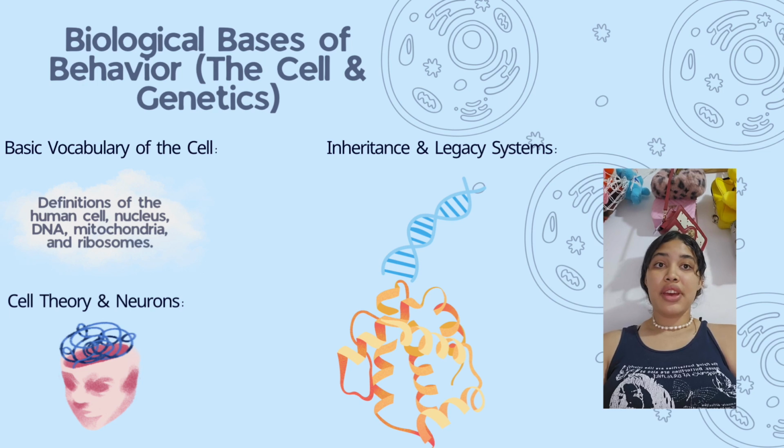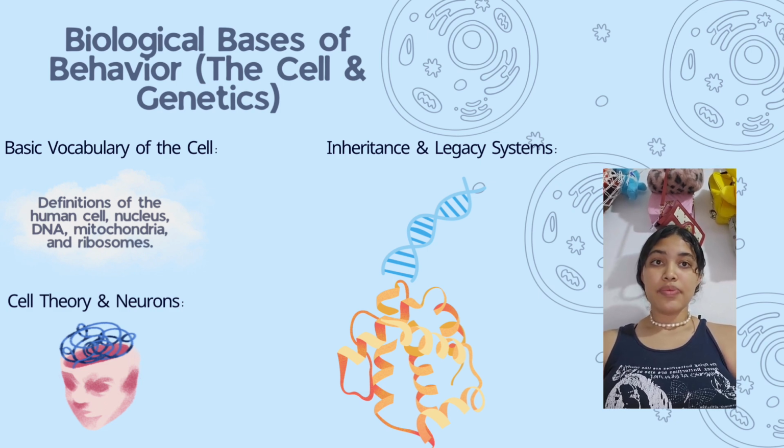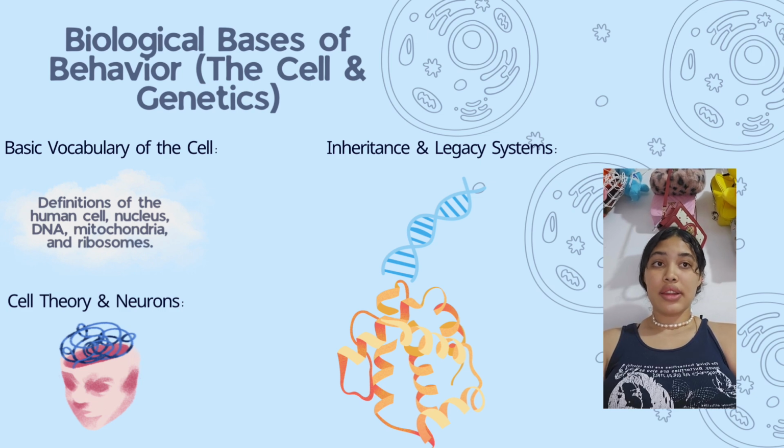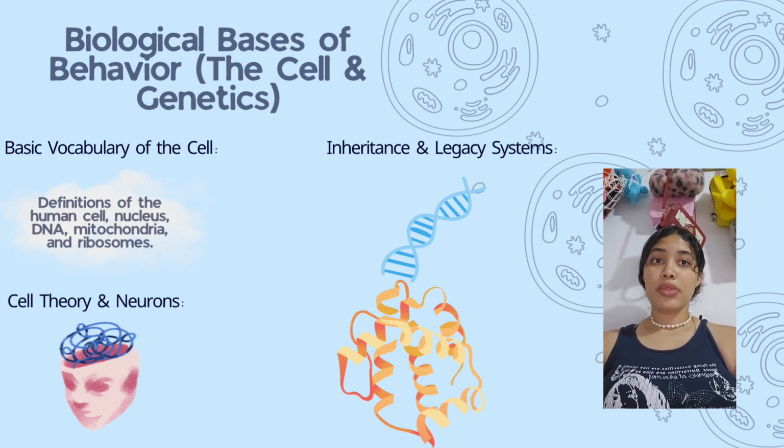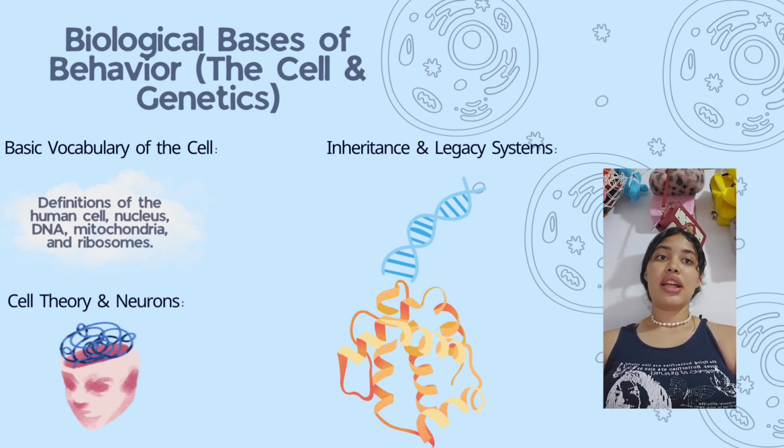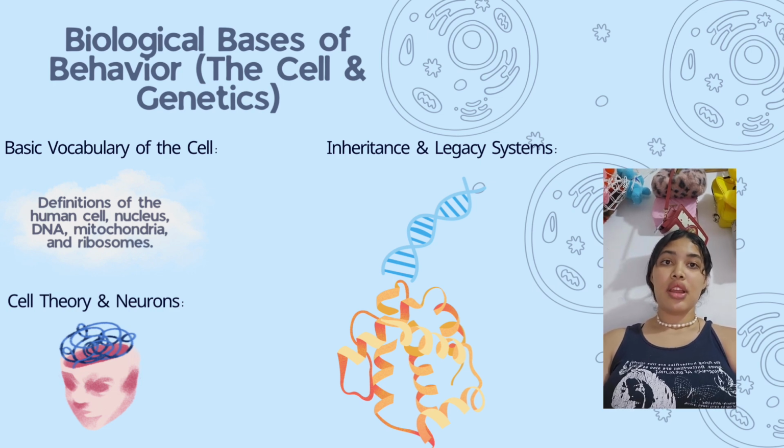First, let's define the fundamental unit of life, the human cell. According to Gill, every cell contains a nucleus, which acts as the control center hosting the DNA, the genetic code, determining our biological inheritance. Additionally, cells depend on specialized organelles such as mitochondria, responsible for energy production, and ribosomes, which synthesize essential proteins.